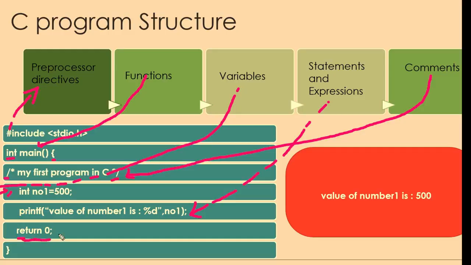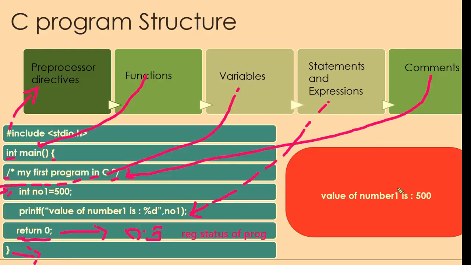And next, finally, I have written return 0. It will tell the operating system the status of the program, whether it is successfully executed or it is executed with an error. And finally this is the closing brace, which means the scope of the main function will end over here.